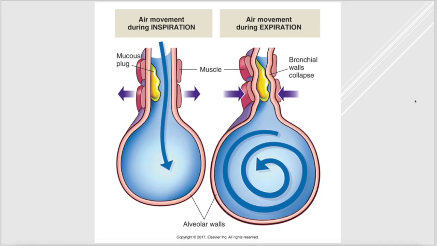So again, one of the characteristics of all of these diseases that I mentioned is air can come in relatively easy. The problem is when the person goes to expire, these bronchial walls kind of collapse, and these people tend to produce a lot of mucus. And what happens is when these collapse and you have this mucus plug, this air just kind of twirls around and you can't get it out.